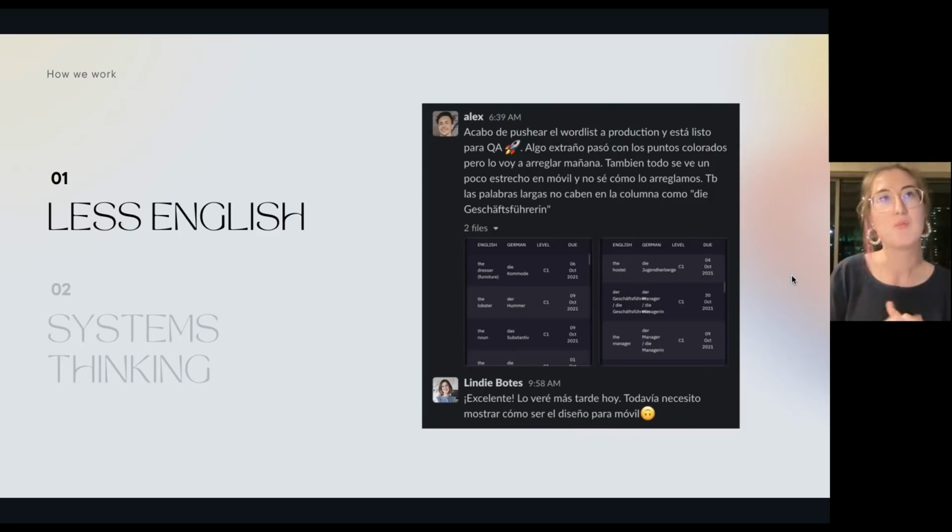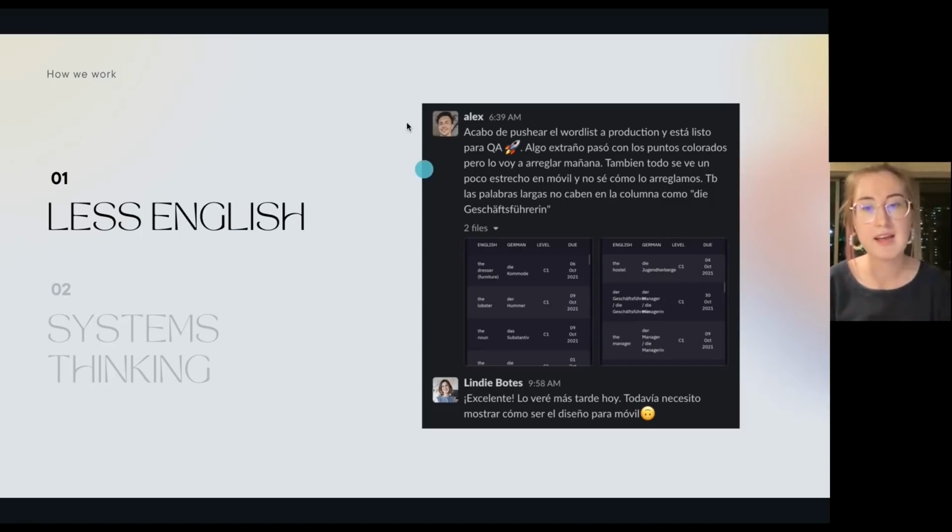Two things about how we work at this flashcard app. Our first principle that we really want to move towards is using less English. This is quite tricky because we're only 3 people in the company. 2 people speak German fluently and 2 people speak Spanish, but we all have English in common.